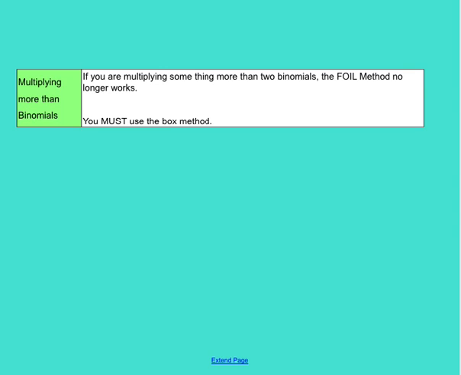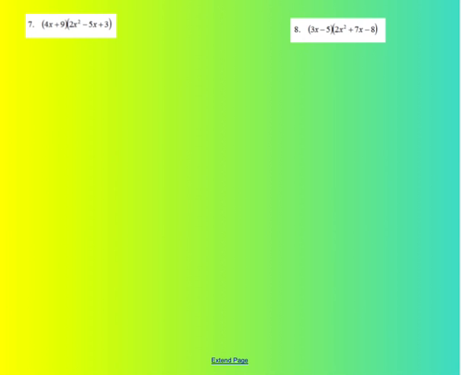Okay, so let's take a look at this. If you're multiplying more than two binomials, so if one of your polynomials is not a binomial and maybe has 3 terms or 4 terms, then the FOIL method is not going to work for you. So we have to use the box method, because we can always use the box method, and we can do so by expanding our box, making our box bigger. So let's go ahead and take a look at what that looks like. This is just going to make us better at using the box.